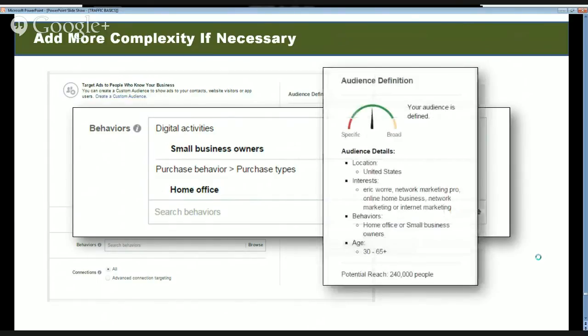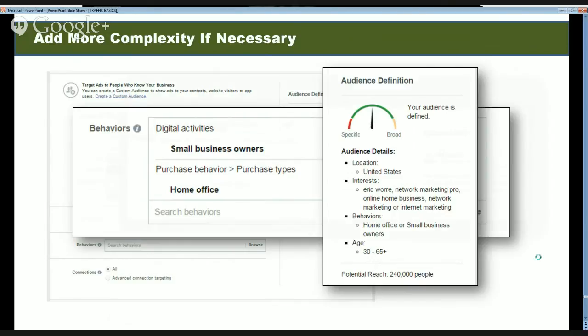But what I want you to notice is that when you do add that, all we've done is add the behavior of home office or small business owners. We've cut our reach in half. Now, traditional paid advertising would say that's a bad thing. But for us, it's really a good thing because you want to filter. You want people that are about home business. That's what you're selling to. Those are the people that are going to be most amenable to hearing what you've got to say. So now we've got a focus of about 240,000 people.